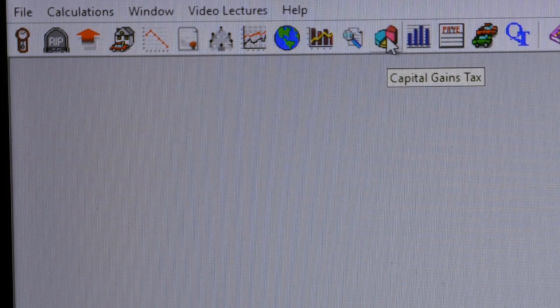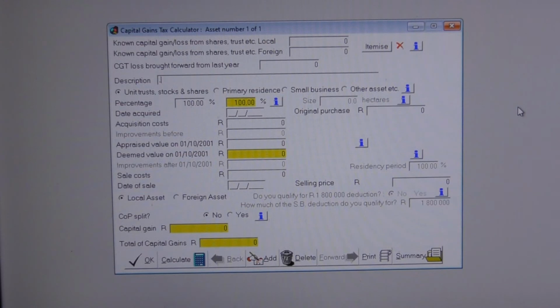This calculator opens the capital gains tax calculator. The program's capital gains tax calculator is very comprehensive and caters for both local and foreign gains listed on certificates from trusts, investment funds, etc., as well as determining the gains on primary residence, other assets, small business sales, etc. Partnerships and community of property transactions, time apportioned base cost, and the 80/20 methods of determining base costs and gains are all catered for, as well as residency periods of primary residence, etc.